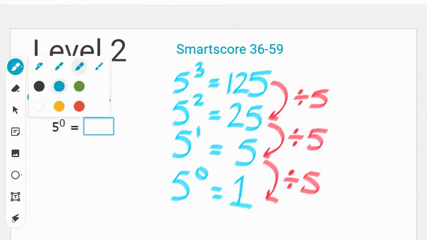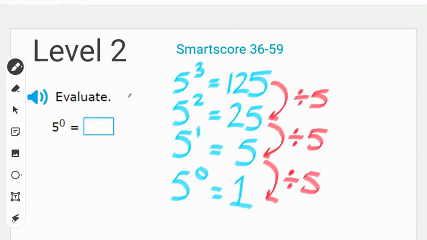And that actually is our answer to this problem. 5 to the 0 is 1. And that's true with any number. Any number to the 0 power ends up equaling 1.